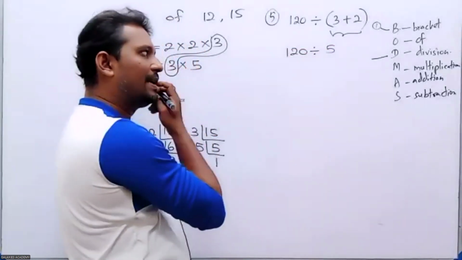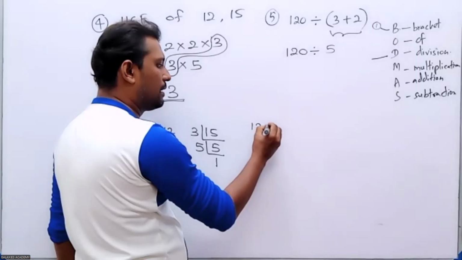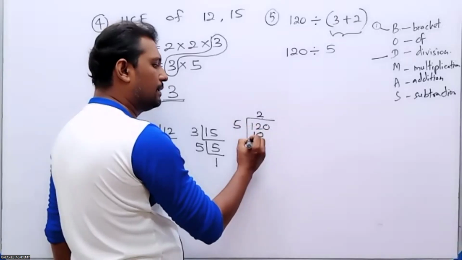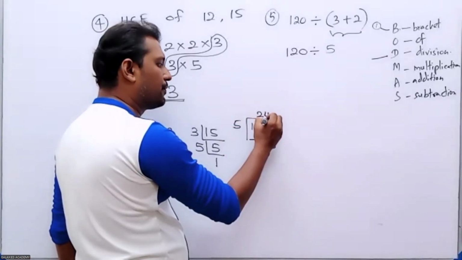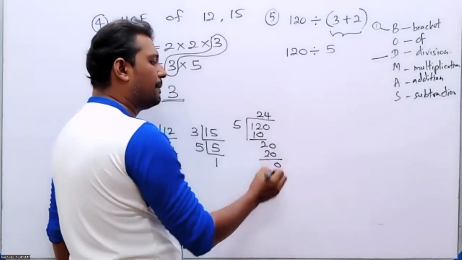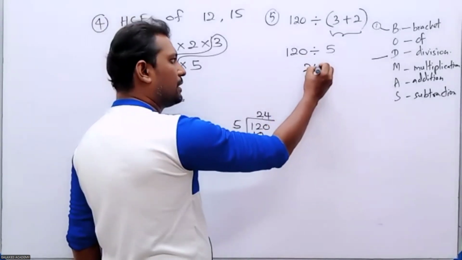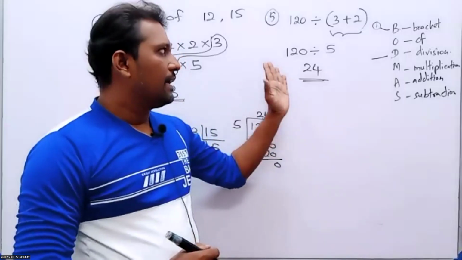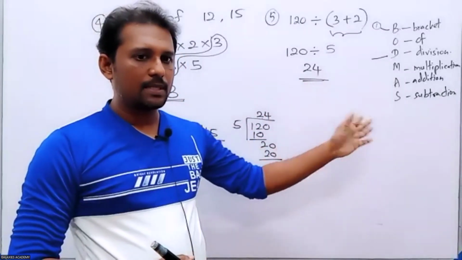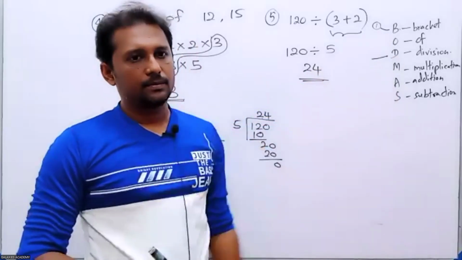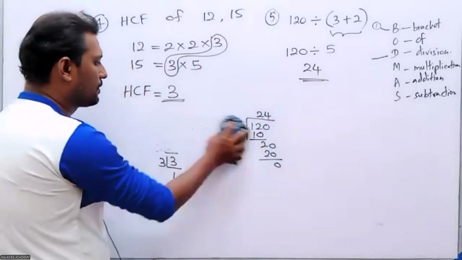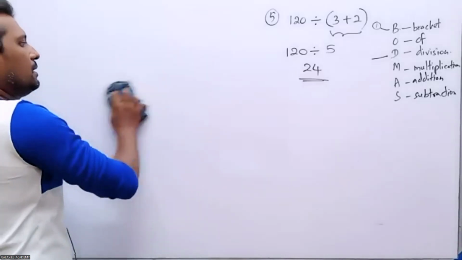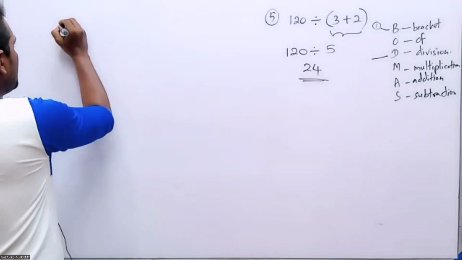Now 120 you have to divide by 5. 120 divided by 5. 12 divided by 5, 2. 2 times 5, 10. Remaining 2, 20 divided by 5, 4. 4 times 5, 20. Remaining 0. So what is the answer of the fifth question? 24. Right? You remember well, if there are several mathematical operations in the numerical expression, you have to follow the BODMAS rule. Right, then let's go to the next question, number 6.